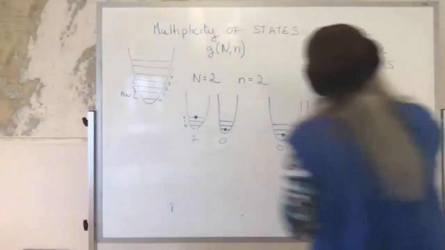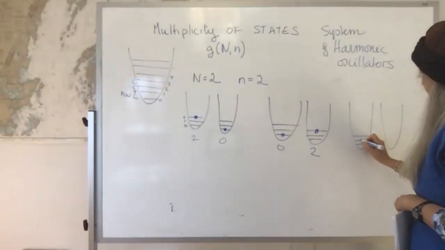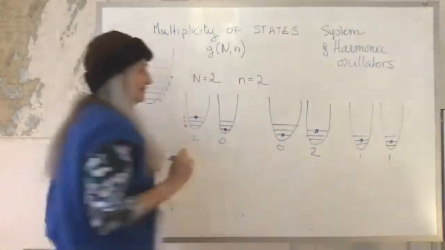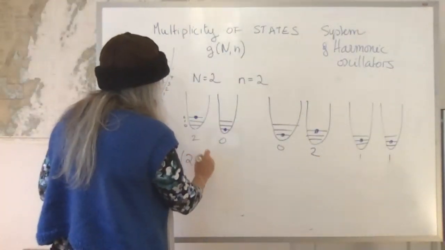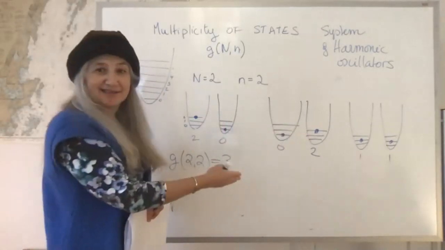Now let's do the third possibility. I can give the first one 1 quanta and the second one 1 quanta. And so for G of 2, 2, there are 3 possible ways to do this. So my multiplicity function is 3.